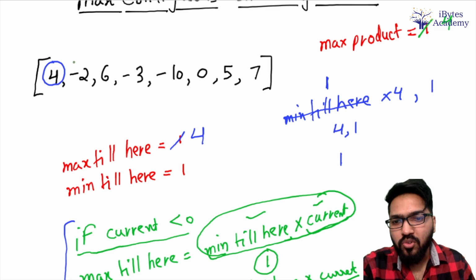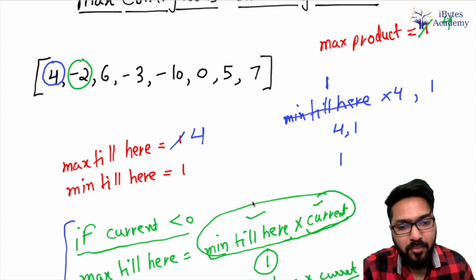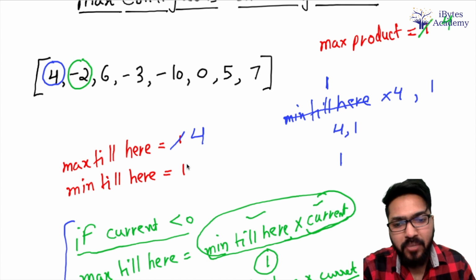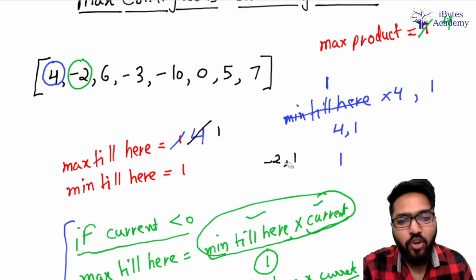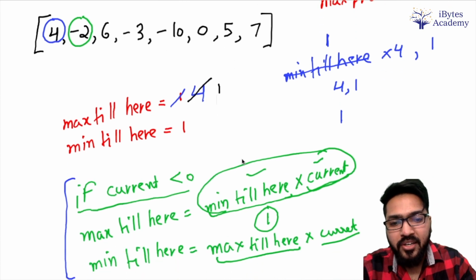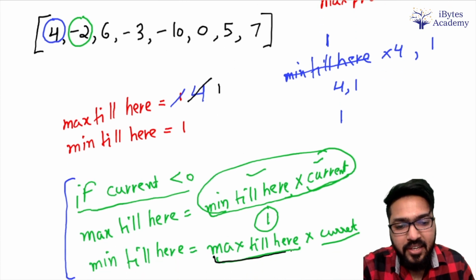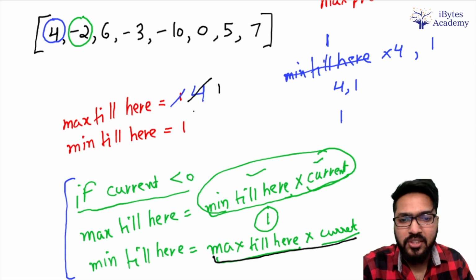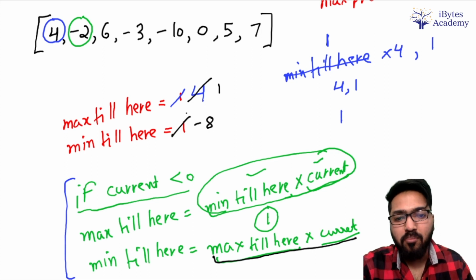Okay, so when we have -2, we discussed that max till here is going to be the maximum of min till here into current. So min till here into current is going to be -2 and maximum of 1, so obviously we are just going to update it to 1. Okay, and what about min till here? For min till here, we are going to consider max till here into current. Max till here was 4, right? So it was 4 before we changed it. So 4 into -2, that is going to be -8. Okay, so -8 is min till -2 and max till -2 is 1, right?